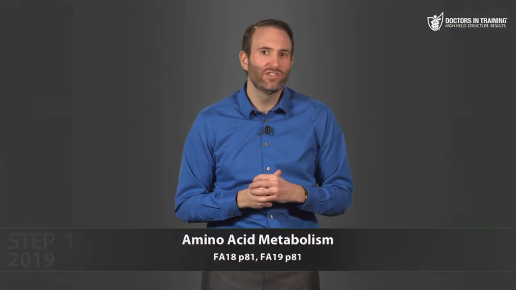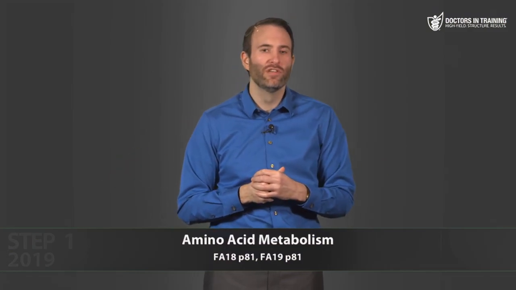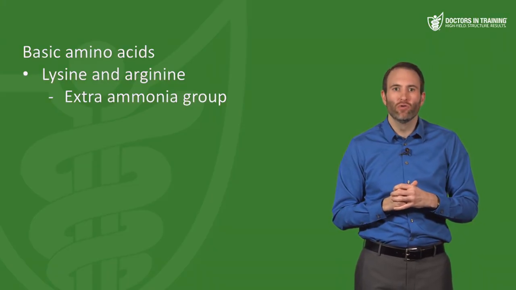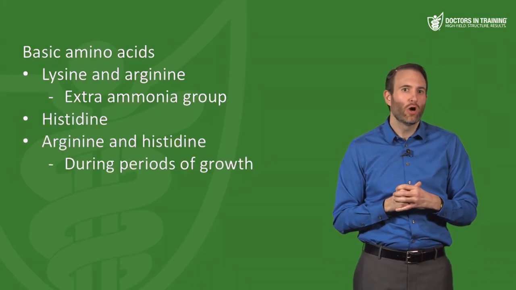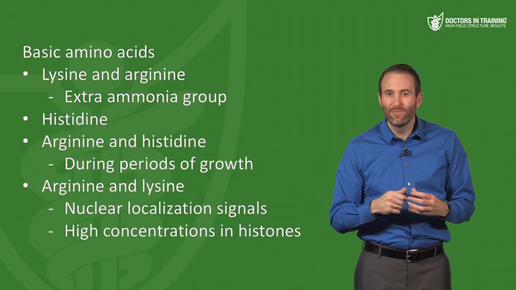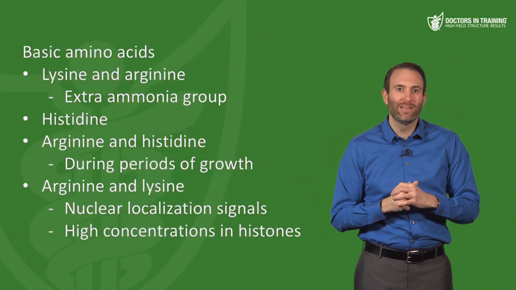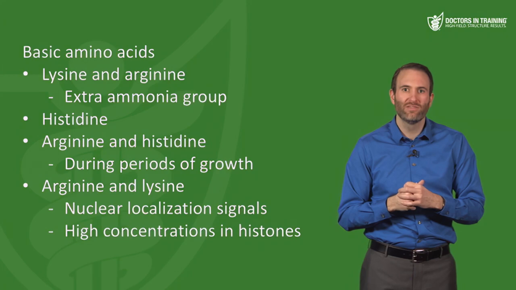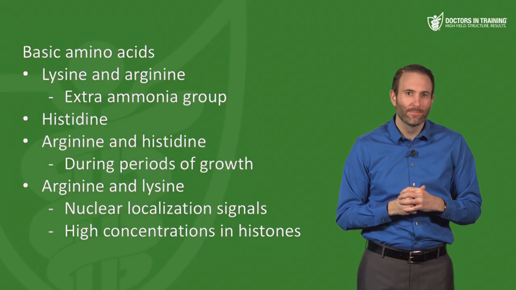So this now brings us to the concept of acidic versus basic amino acids. Let's talk about your basic ones first. Lysine and arginine are particularly basic. They have an extra ammonia group, and histidine is also a basic amino acid. Arginine and histidine are particularly important during periods of growth. And then arginine and lysine are important for nuclear localization signals. Arginine and lysine, again, are found in high concentrations in histones. Why is that important? Because of their positive basic charge, they can interact with the negatively charged DNA.